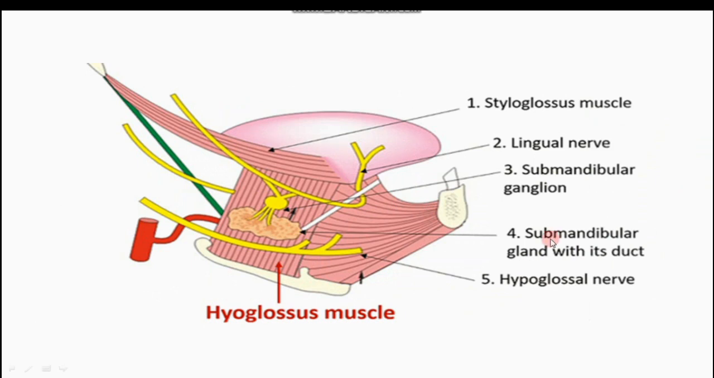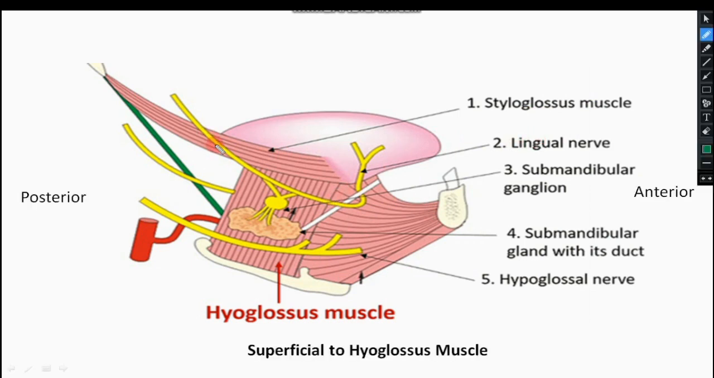The superficial structures in relation to this hyoglossus are the styloglossus muscle, the lingual nerve, which is suspending the submandibular ganglion, the submandibular gland and its duct, and then the hypoglossal nerve. These are the important superficial structures running over the hyoglossus muscle.